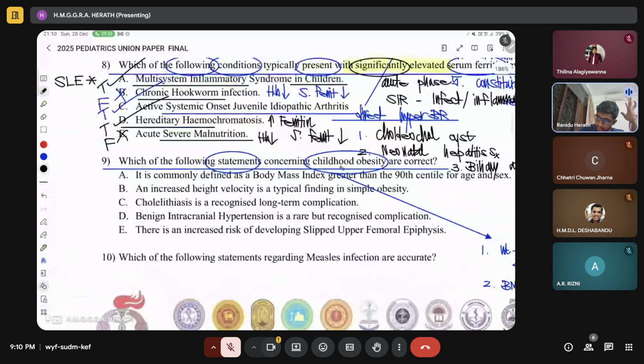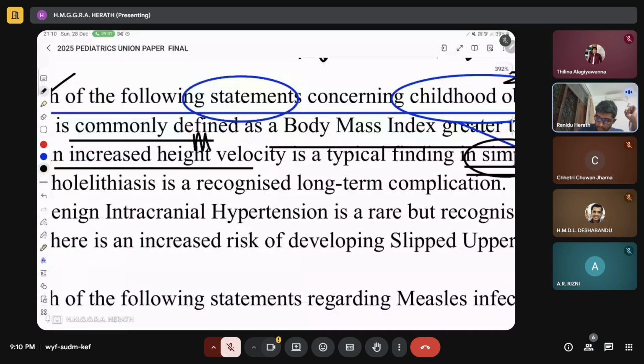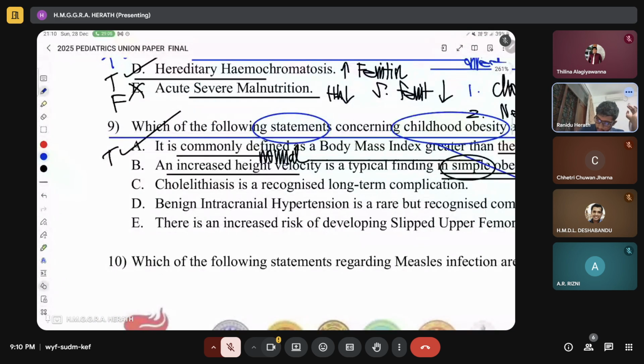Which of the following statements concerning childhood obesity are correct? It is commonly defined as body mass index greater than 90th centile for age and sex. This is true. This is the universal definition, right? An increased height velocity is a typical finding in simple obesity. In simple obesity, there is normal height velocity. There is no increased height velocity. So we'll just keep it for the time being and go to the next one.